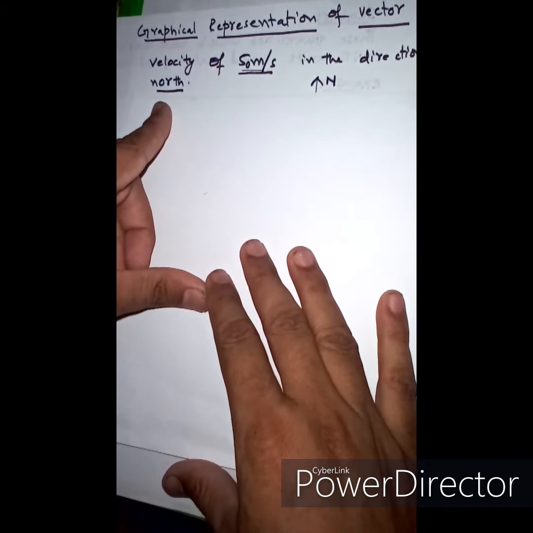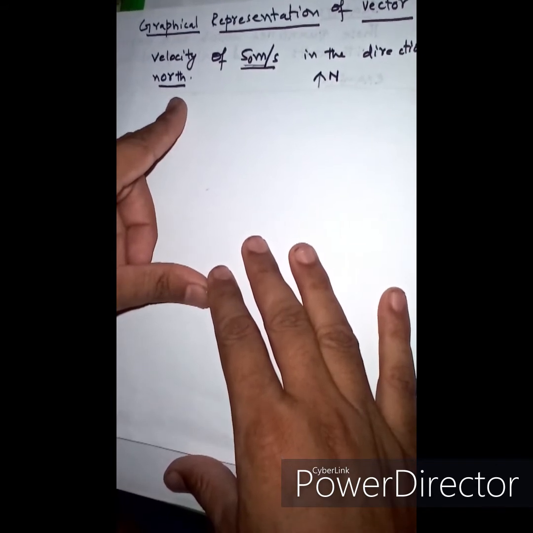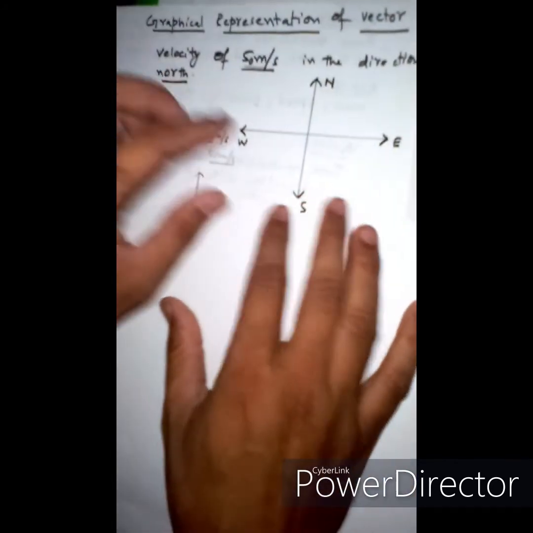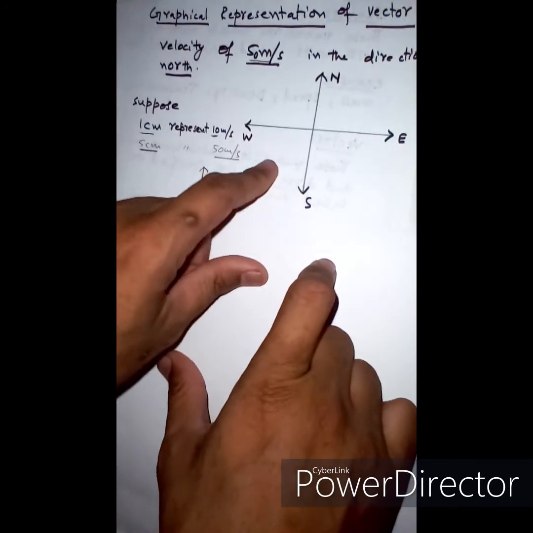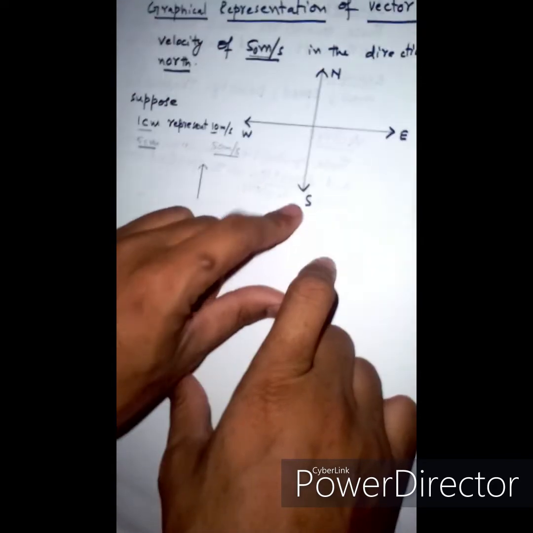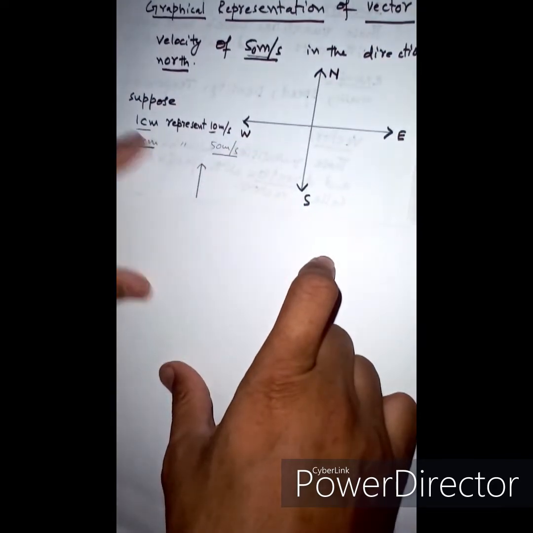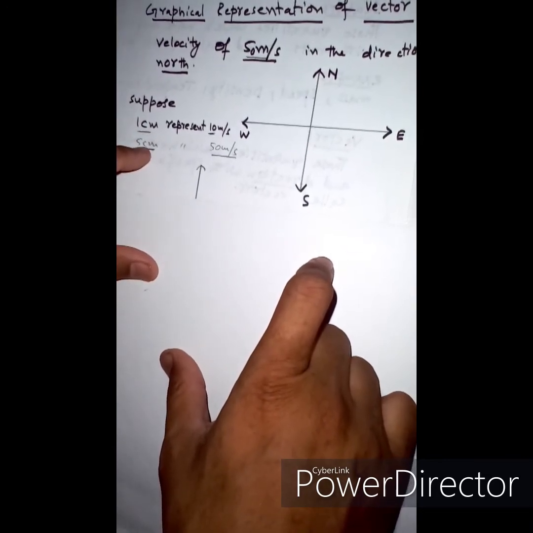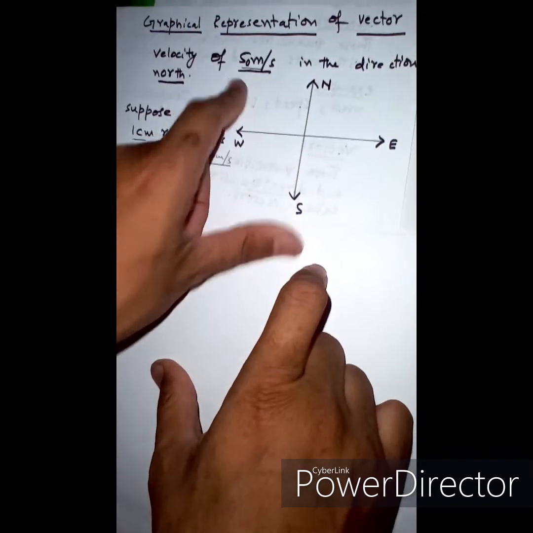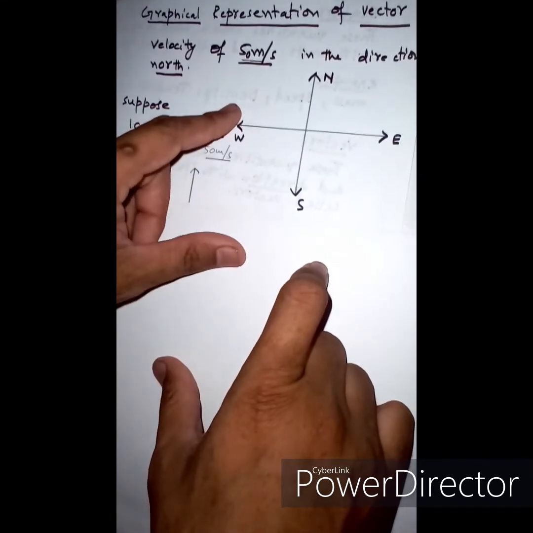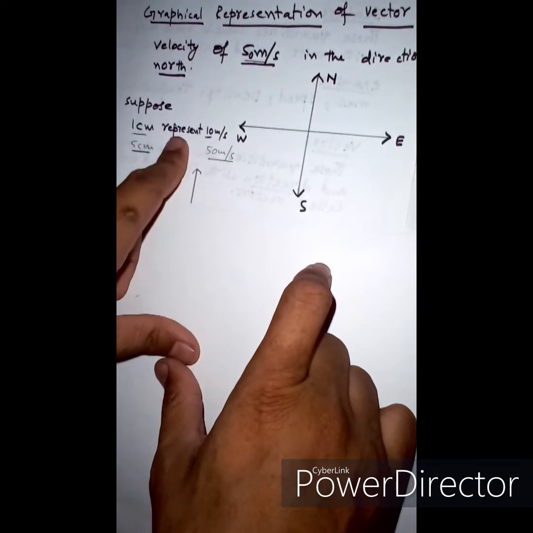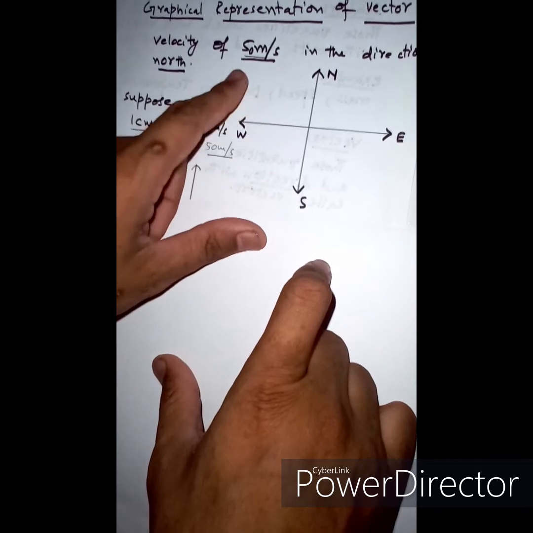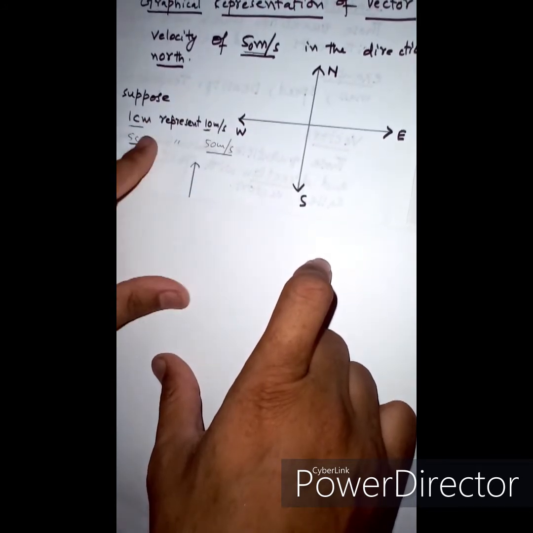We want to represent a velocity vector of 50 meter per second in the direction of north. How can we represent this vector? First we must know what north, south, east, and west are. There are basically four directions: north, south, east, west. We have to suppose a scale, because 50 is a very large number. If it is small, we can use the numbers directly as a scale, but we cannot easily represent 50 on a scale. So we have to choose a suitable scale.